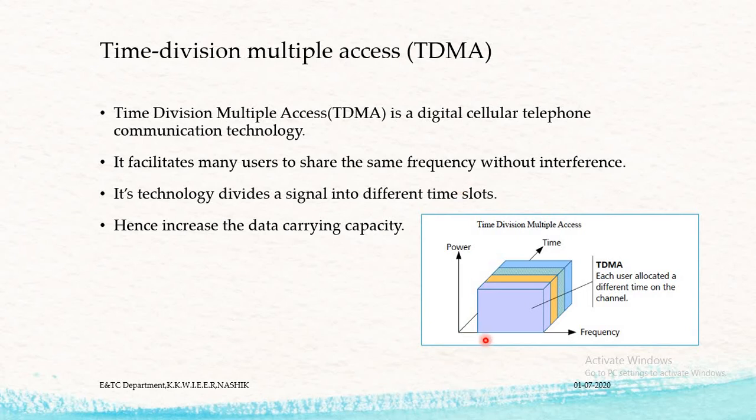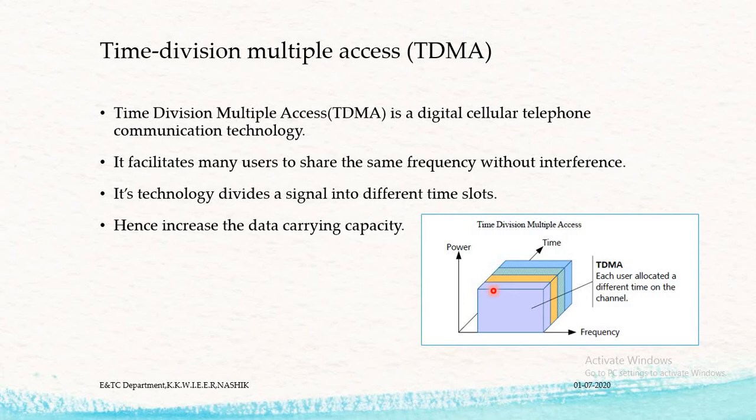So if you have a look, here we have shared the time. This is power versus frequency. So here each user is allotted a different time slot. So that is time division multiple access. So just take an example. Let each user be assigned a time slot of 20 seconds. So the first user will be assigned a time slot of 20 seconds.